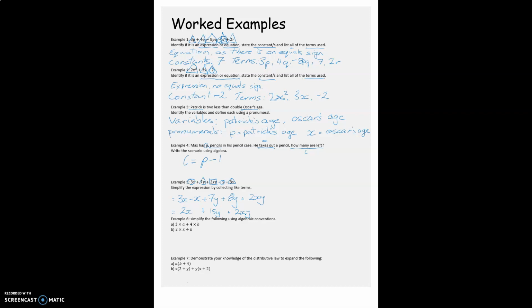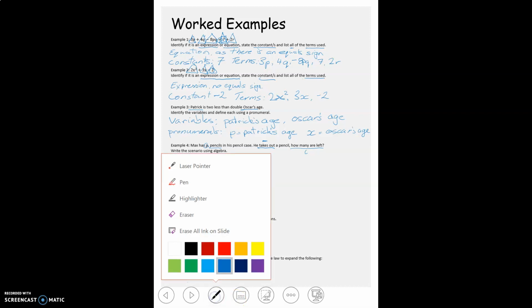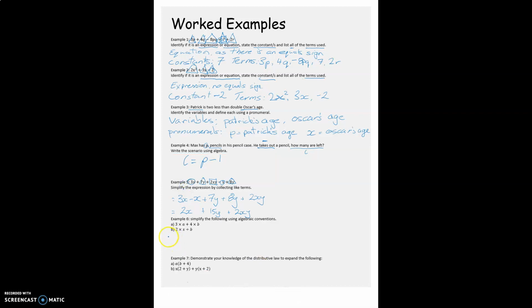Example 6, we're looking to simplify the following using algebraic conventions. Two parts to this one. Looking at A, we have 3 times A plus 4 times B. Now algebraic convention allows us to get rid of the times symbols between coefficients and pronumerals. So I can start with 3A plus 4B, and all I've done there is eliminate the operation symbol.